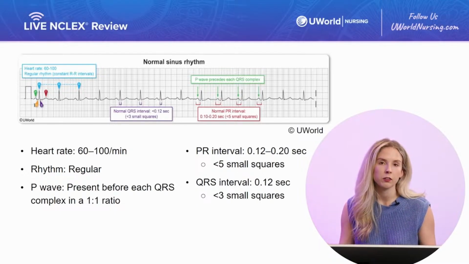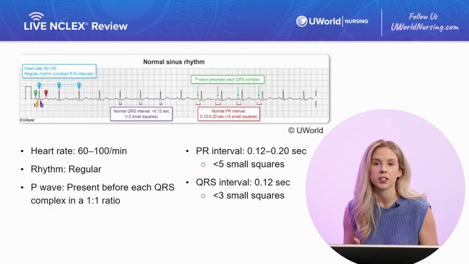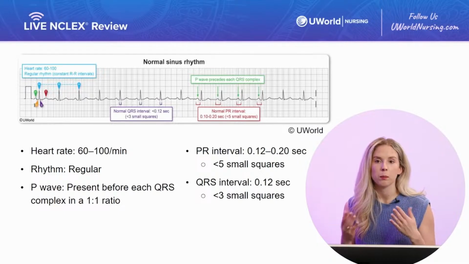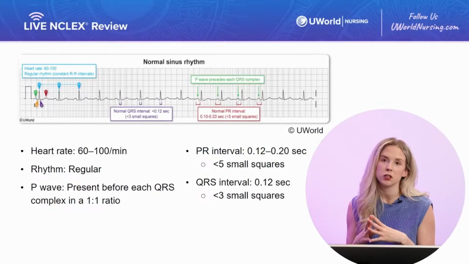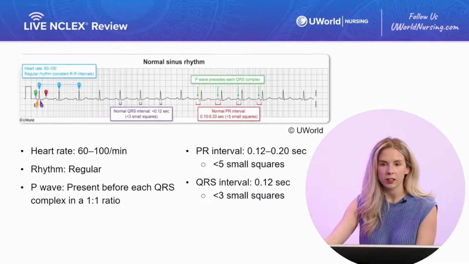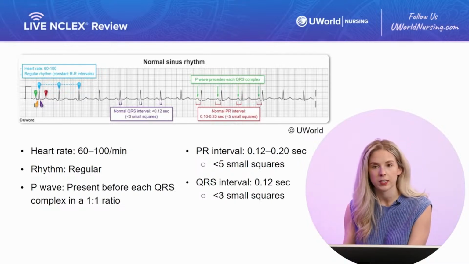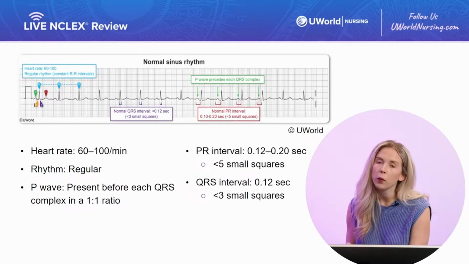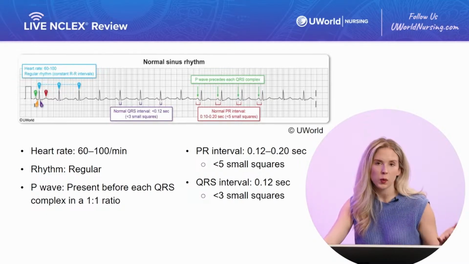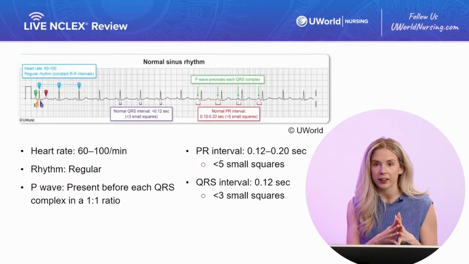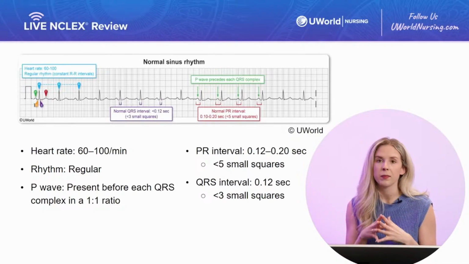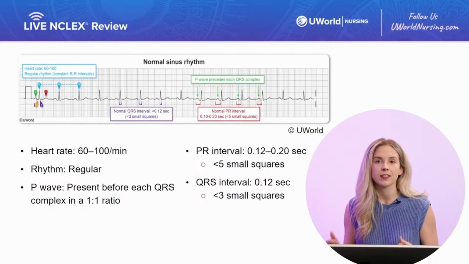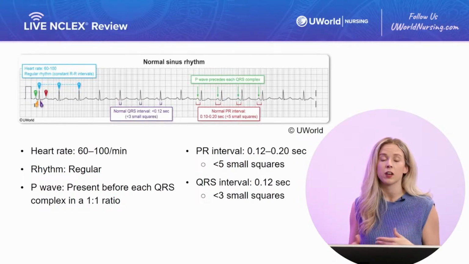The PR interval, or the time it takes for those atriums to contract, is going to be less than 5 small squares, so it's going to be between 0.12 to 0.2 seconds. And the QRS interval is the time it takes for the ventricles to contract. This is going to be less than 3 small squares, or 0.12 seconds. A quick tip is that QRS is 3 letters, so it should be 3 squares, and we can remember 3 and 3.